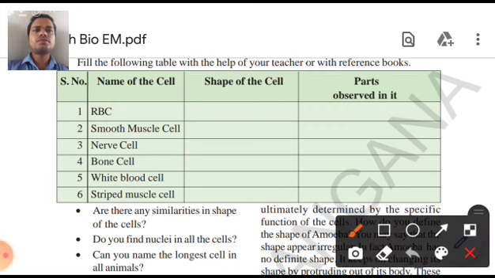Now what we have to do, first of all, we have observed all the cells now. Then we have to write the shape of the cell, parts observed in it. Now red blood cells. Now what is the shape of the cell? The shape of the cell is oval.